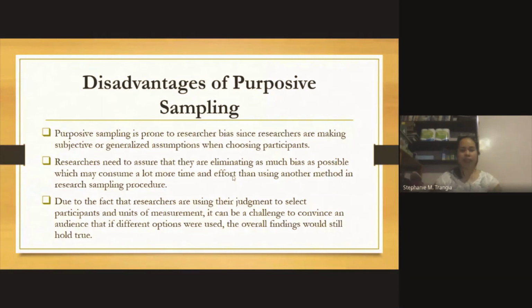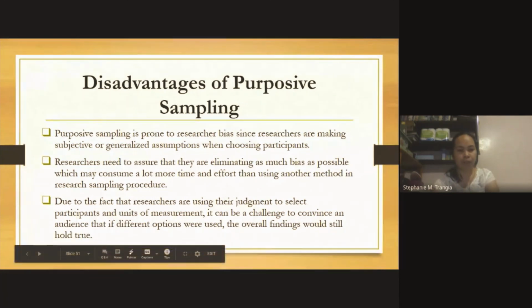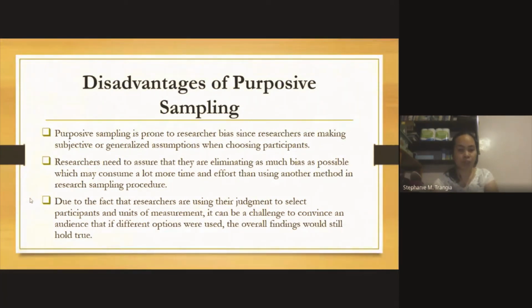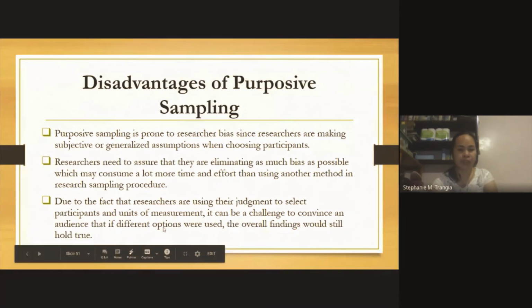So, the disadvantage is that it is prone to researcher bias since researchers are making subjective or generalized assumptions when choosing participants. Researchers need to assure that they are eliminating as much bias as possible, which consumes a lot of time and effort when using another method or sampling procedure. Due to the fact that researchers are using their judgment to select participants and units of measurement, it can be a challenge to convince an audience that if different options were used, the overall findings would still hold true.